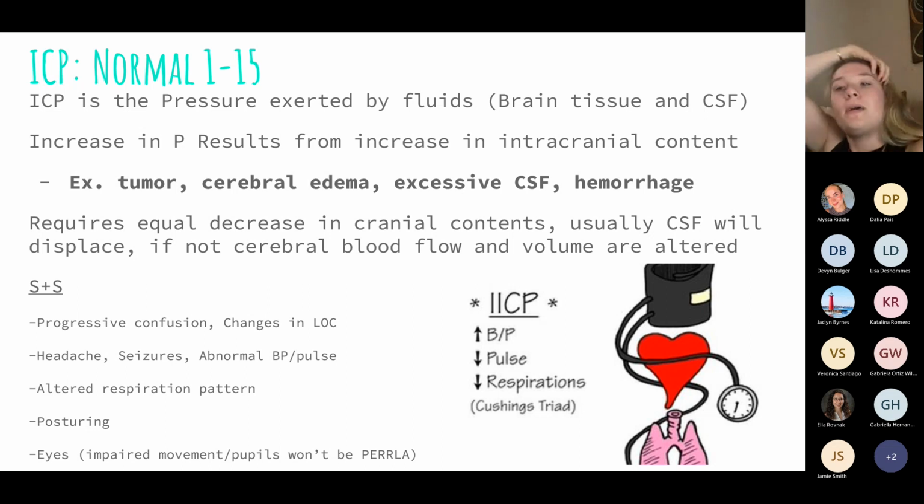We're going to flip it a little bit to our brain. So what is our intracranial pressure? It's just pressure exerted by stuff in the brain. What's in the brain? Our cerebrospinal fluid and our brain tissue itself. Our brain is a closed box, meaning if I have swelling in my brain, there's not a lot of area for my brain to adapt.